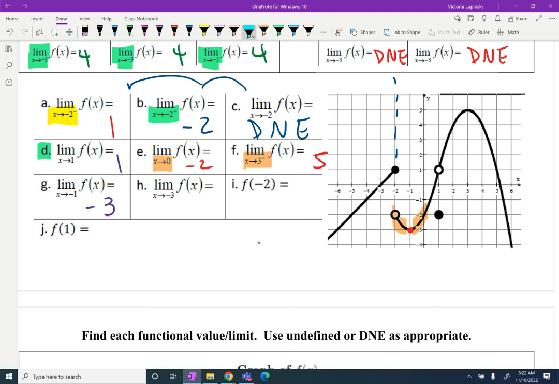Then you're approaching -3. So -3 is here. You're approaching from the left. You're approaching from the right. Are those two blue pieces going to the same y value? And if so, what is it? 0.